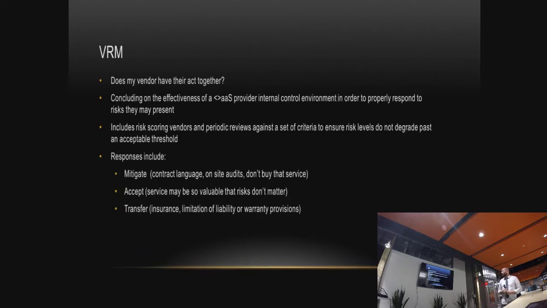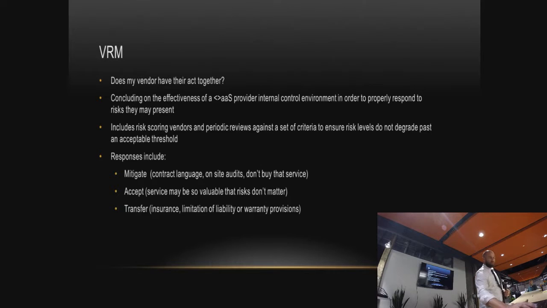I might accept it. The service might be so valuable that I accept their terrible controls over my data and just go with it. I might transfer it. I might look at insurance or limitation of liability and warranty provisions in the contract, actually transferring the risk to them, allowing me to sue them for more money if they screw up. So these are all actions that VRM is trying to determine, which route is the best route to take, or multiple routes.